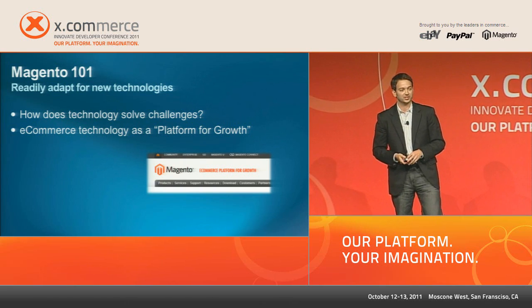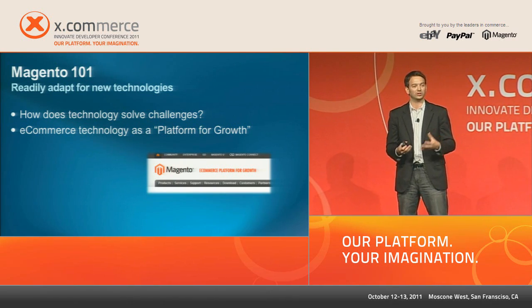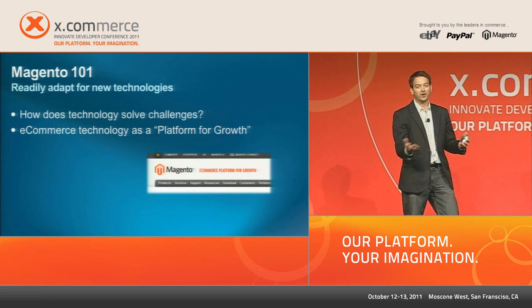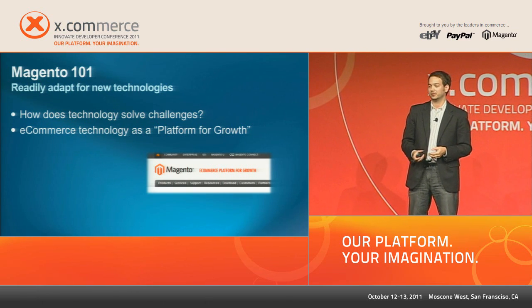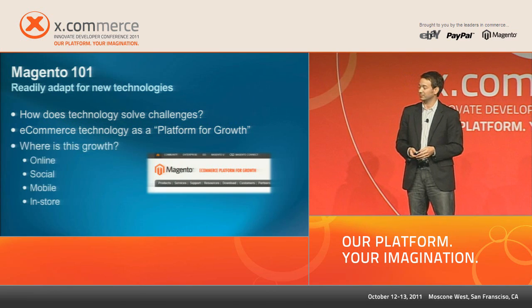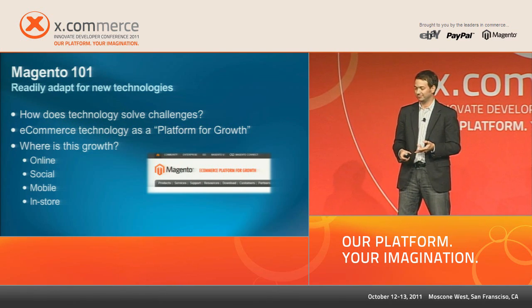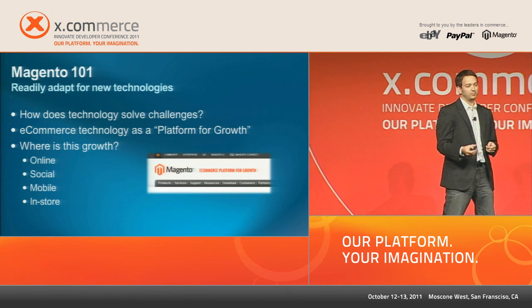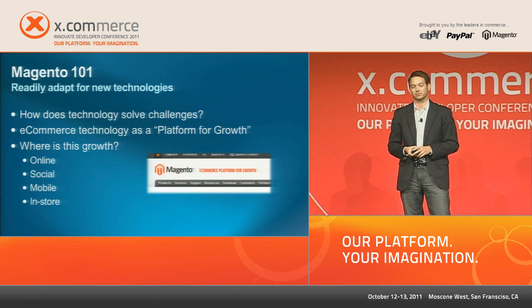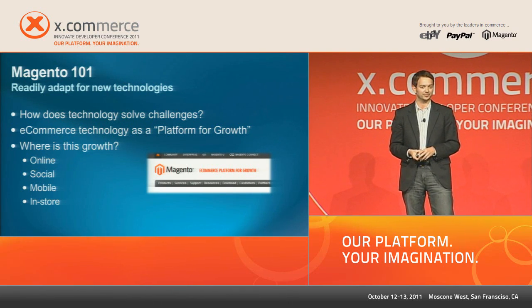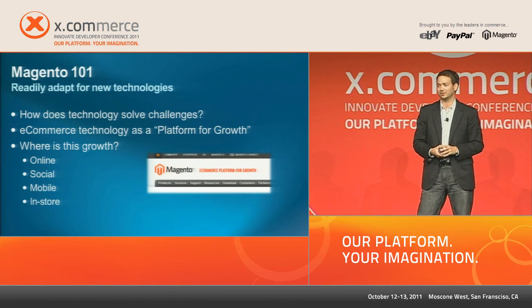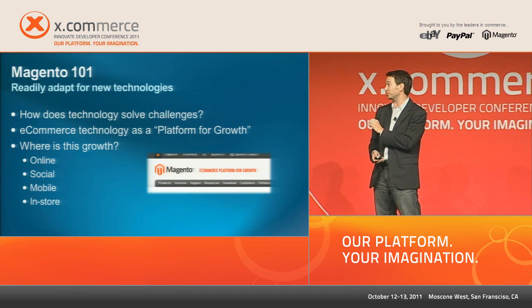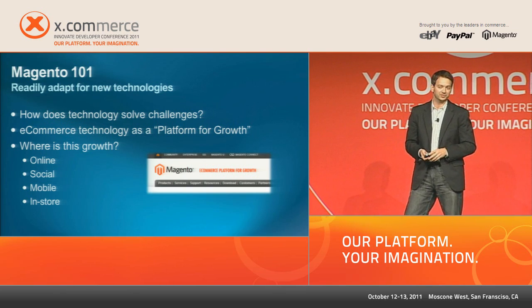And Magento has positioned itself by doing all these things to allow for growth. But where is that growth today? We know the challenge, it's growth. Where is it? How do we get it? The growth today is online, it's social, it's mobile, it's in-store. And Magento is positioned so that you can attack all of these areas. The stuff that X.commerce is working on is very exciting, and it's around the corner, but I can tell you today, Magento allows you to tap into every single one of these areas to be where the growth is and to capture that growth.